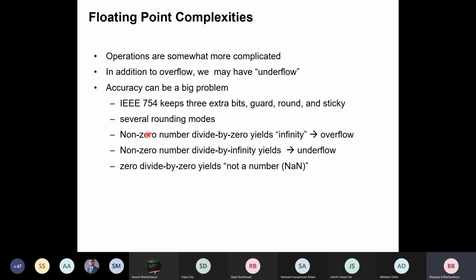Non-zero number divided by 0 yields infinity, which means overflow. Non-zero number divided by infinity yields underflow. 0 by 0 yields not a number. So there are certain rules they have specified. And the hardware is implemented in order to reflect those rules.